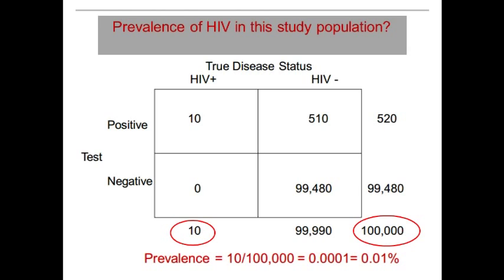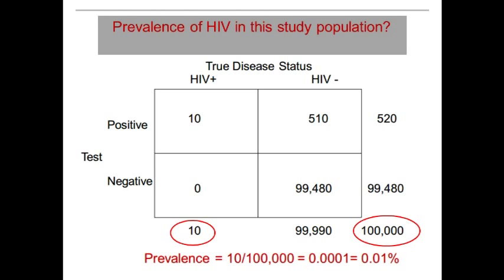So now I'm going to demonstrate to you 3 scenarios here. If you look at this first scenario, the prevalence of HIV in this study population, wherein you can see the figures put down here, the prevalence of HIV in this total population of 100,000 is 10 over 100,000, which gives you a proportion of 0.01%.